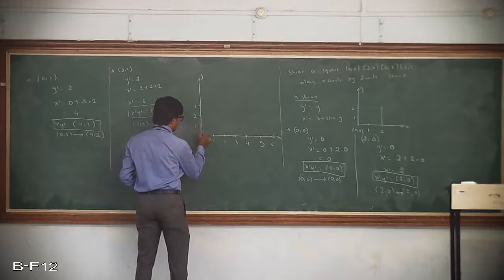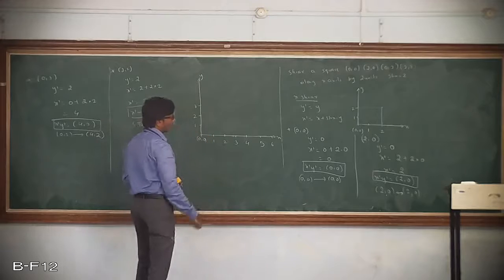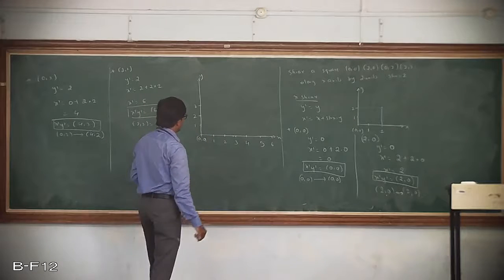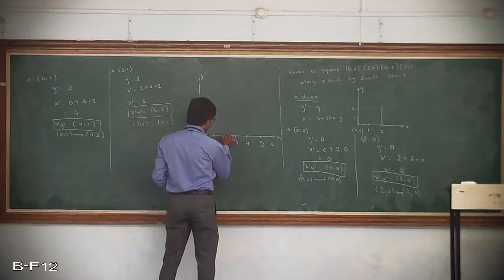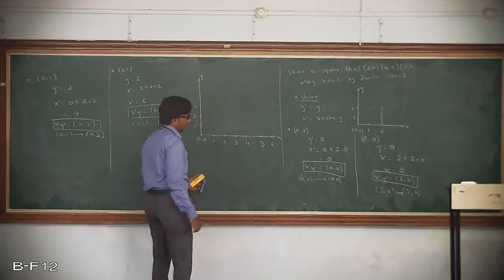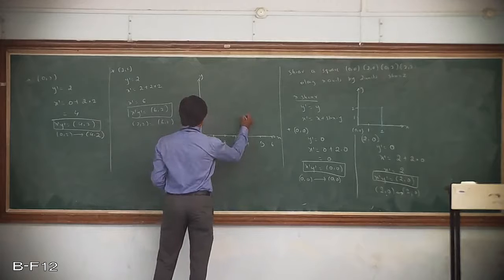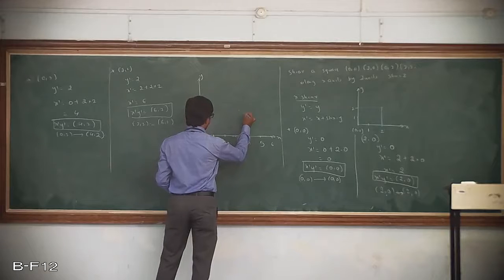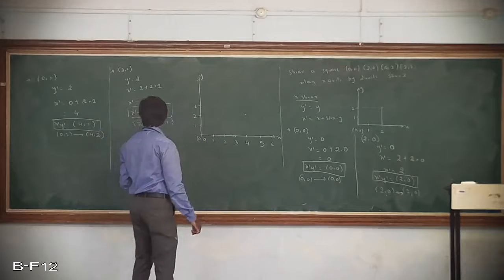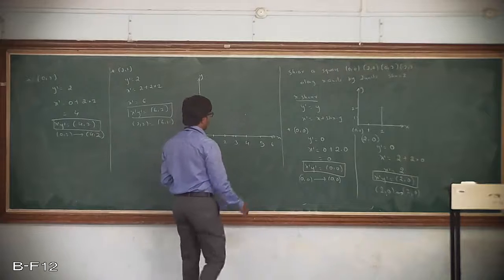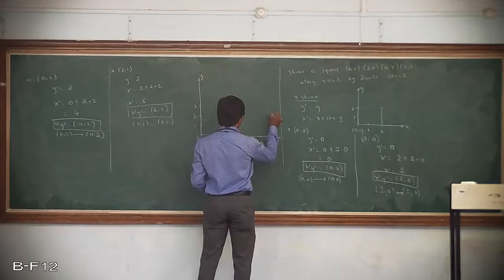This will be the base. The next point will be 2, 0. This will be the second point. The third will be 4, 2. This will be the third point. And the fourth will be 6, 2. This will be the fourth point.